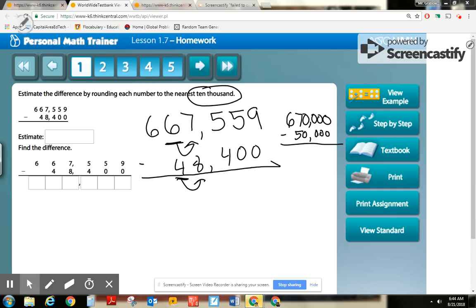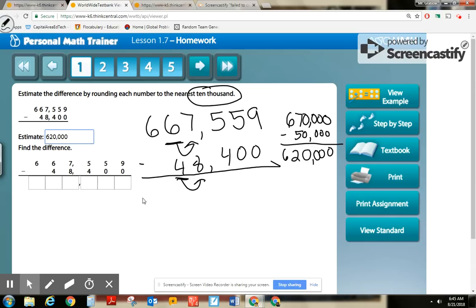Now I can just subtract. So this is going to give me that estimate, what it should be close to. Then I just bring down the 6. So right here, my estimate is 620,000. All right. Now we have to find the exact answer.